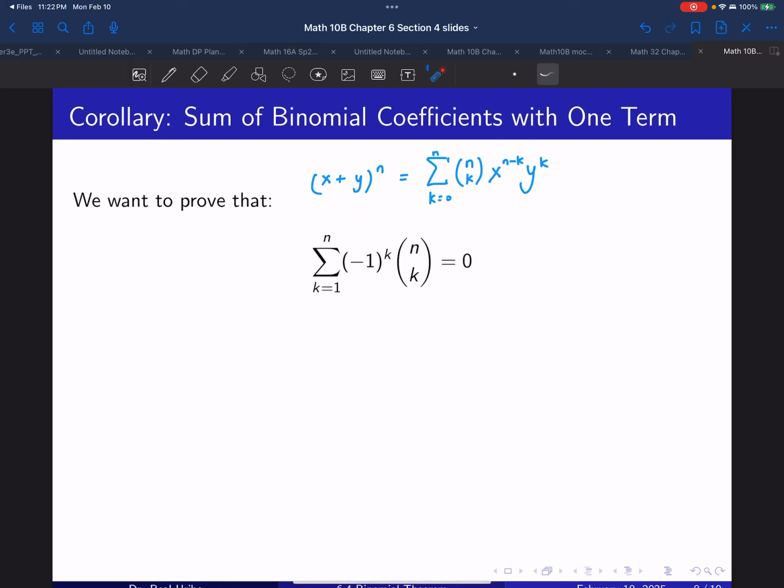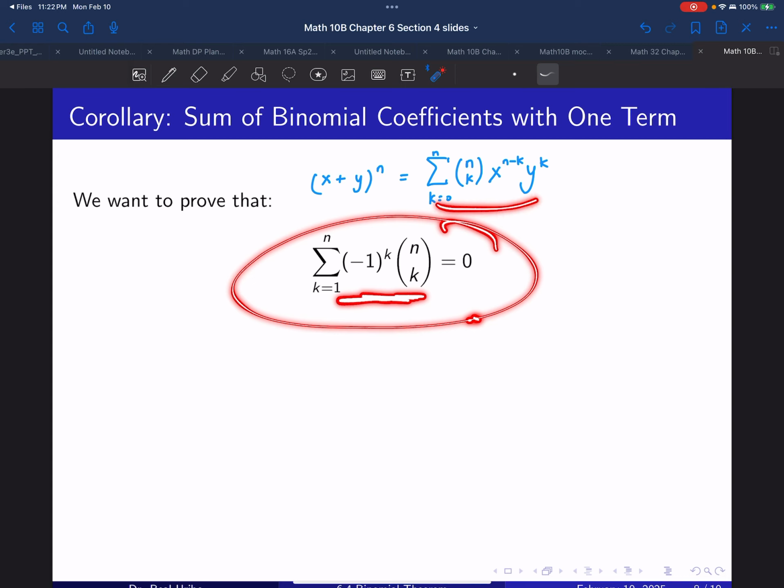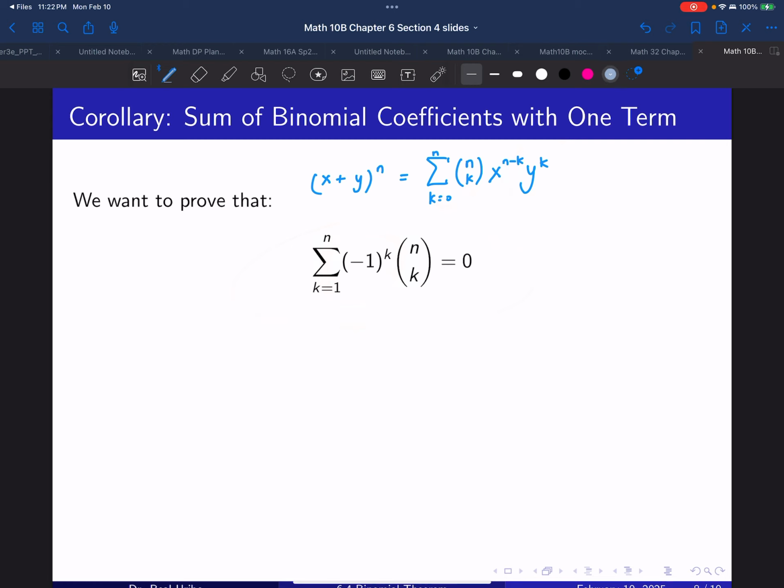Let's look at another example here. Suppose we want to prove this. Well, this identity can be proven. We want this to be over here. We've got n choose k. Now notice we've got -1 to the k and y to the k. So let's let y equal -1. And if we let x equal 1, then x to the n minus k is always 1.